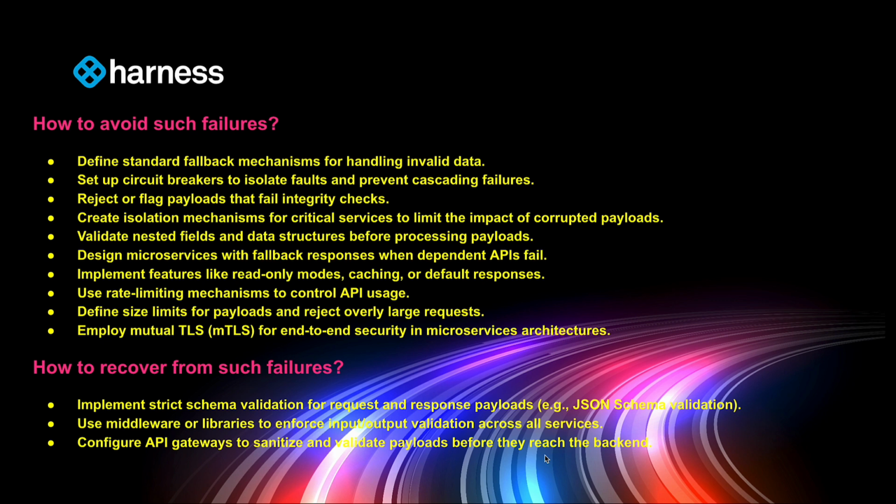Ensure that you define standard fallback mechanisms so that you can handle invalid data. Set up circuit breakers to isolate faults and prevent cascading failures. Reject or flag the payloads that fail certain integrity checks. Validate the nested fields and data structures before processing these payloads. Implement features like read-only modes, caching or default responses in your application. Use rate limiting mechanisms to control the API usage and employ mTLS for end-to-end security in microservices architecture.